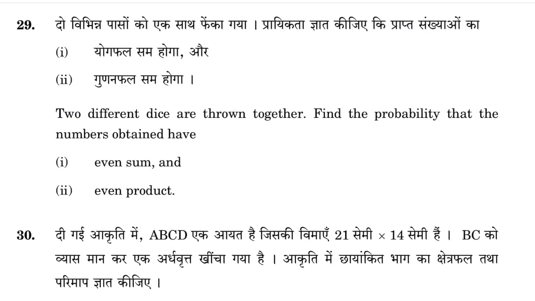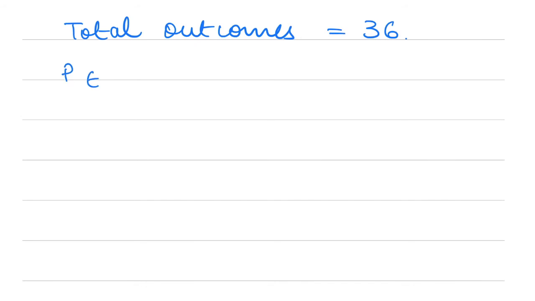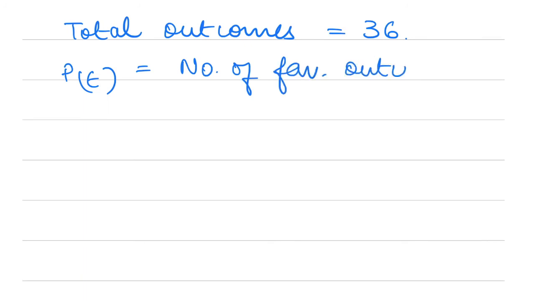Question number 29. In this question, we have two dice which are thrown together. Then total outcome will be equal to 36. And formula for probability of an event is number of favorable outcomes by total outcomes.